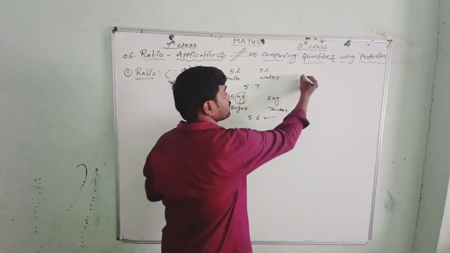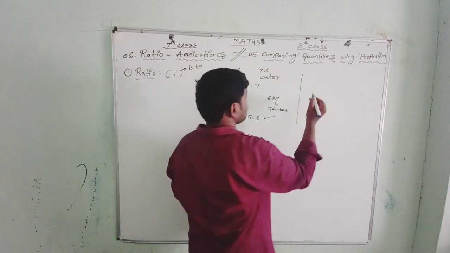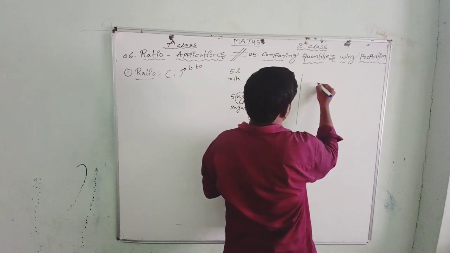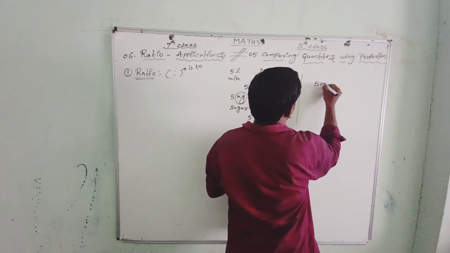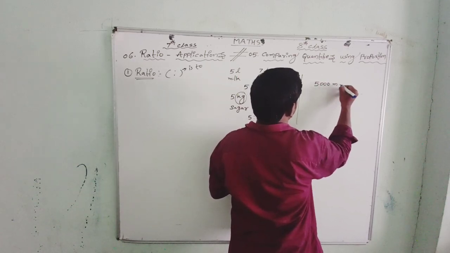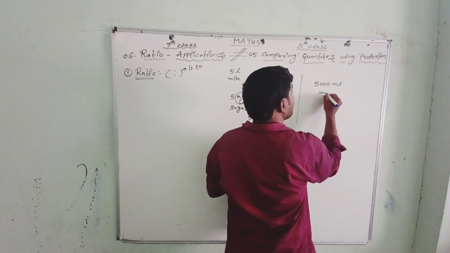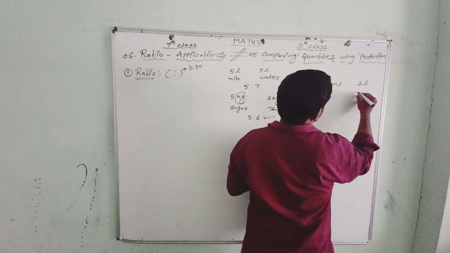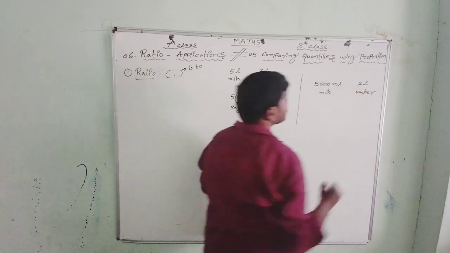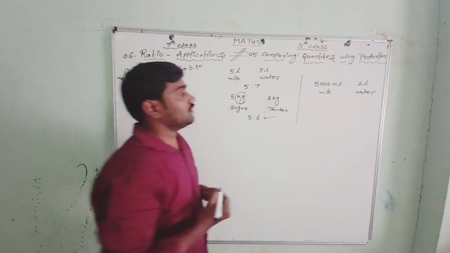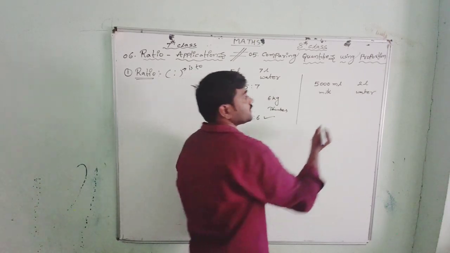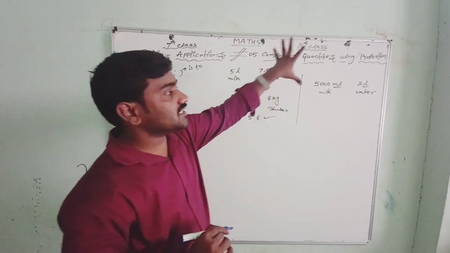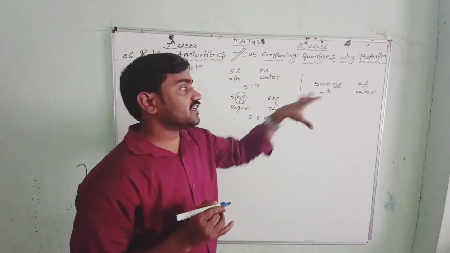Okay, suppose there is one more condition. Here there are 5000 milliliters of milk and 2 liters of water. Now can we make a ratio? Yes, we can make a ratio, but see, the units are different here. 5000 milliliters and liters.